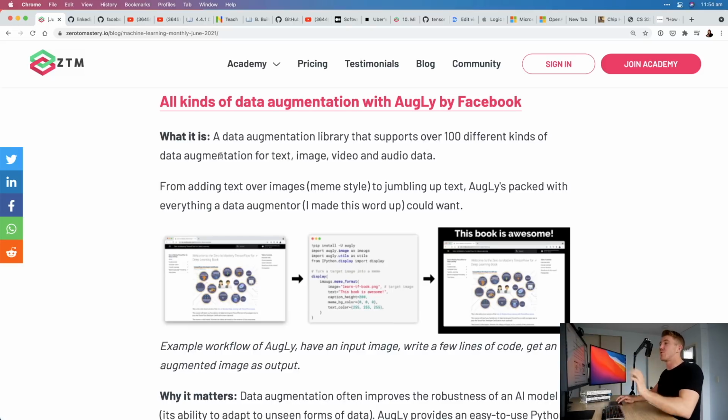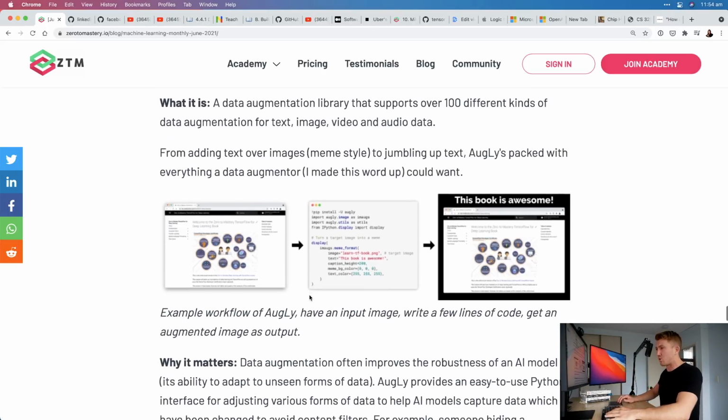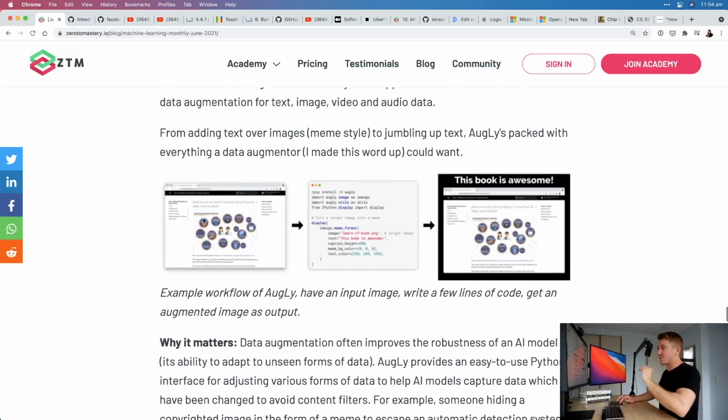Now, this is a beautiful library that offers over 100 different kinds of data augmentation for text, image, video, and audio data. And it's open source, of course, all in Python. I used it here. Example workflow of AugLy. We have an input image, 10 lines of code, barely. And then I turned my book into a meme. This book is awesome. Very biased meme here, because I wrote the book and I said that it's awesome. But this is the type of input and output that AugLy offers.